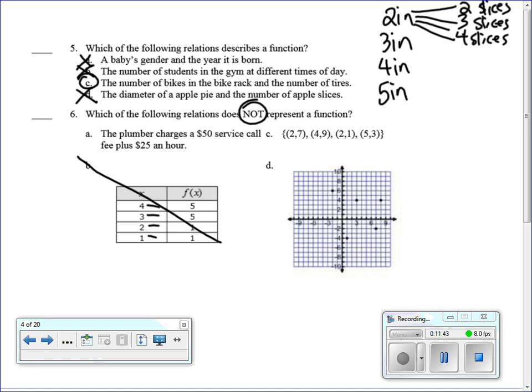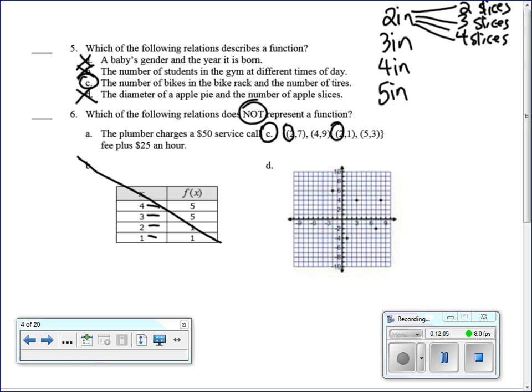Okay, if we jump to C, again, we're looking to see do any of the x's repeat. And we see that in this case, the 2's repeat, and they're going with multiple outputs. So this would not be a function. So that would actually be our answer for this one. But let's go ahead and check the other 2.